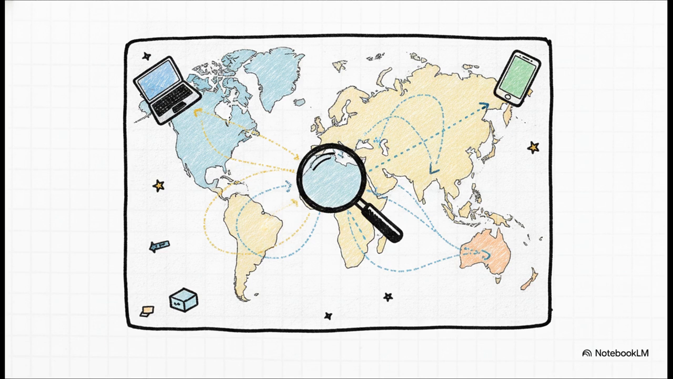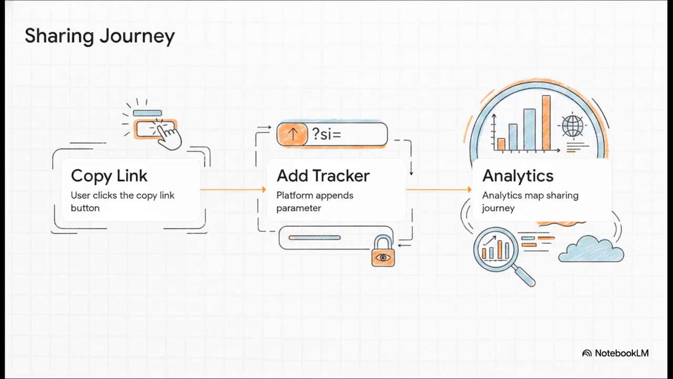Is it being shared from the mobile app, the desktop site? Was it copied directly from a personalized feed? This silent tracker lets platforms perform incredibly detailed source mapping. And it all happens in a fraction of a second.